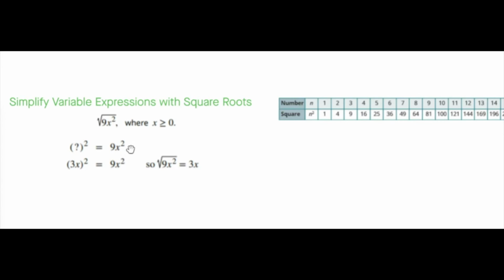Then we still have the x squared remaining. And instead of n, we could just take x. So x times x would give us x squared. And the final answer would be 3x. Finally, we're going to learn how to use square roots in applications.